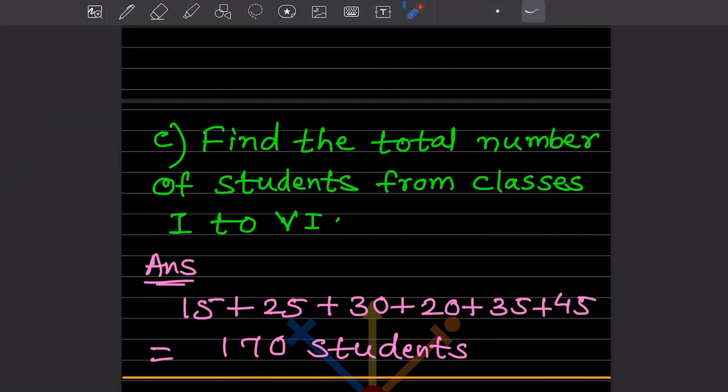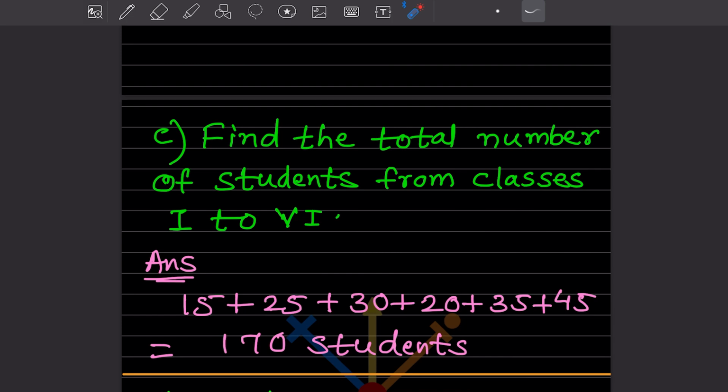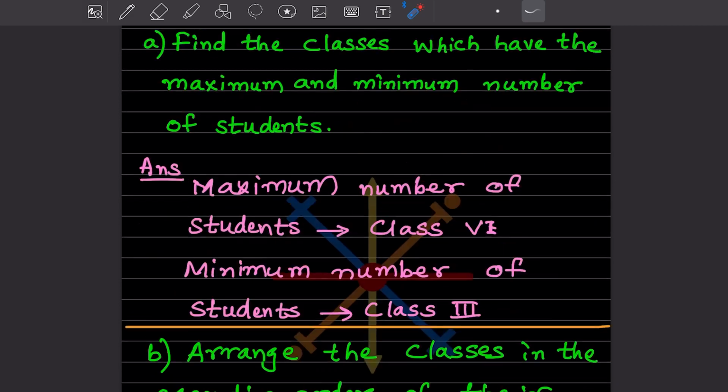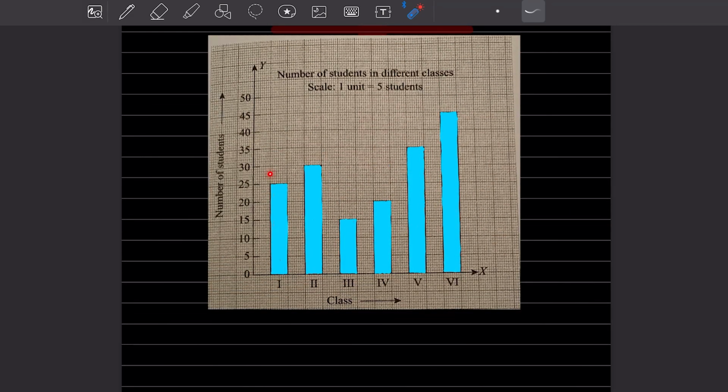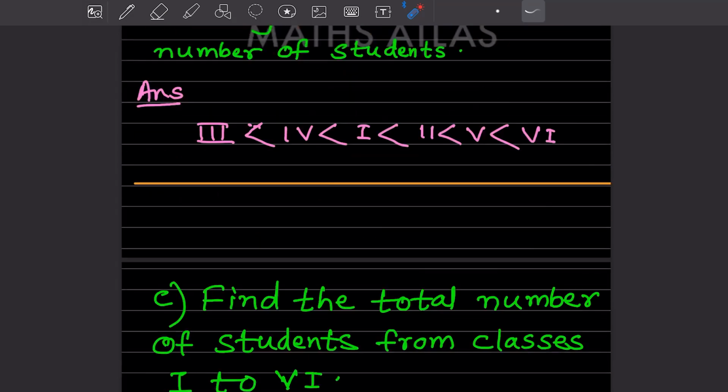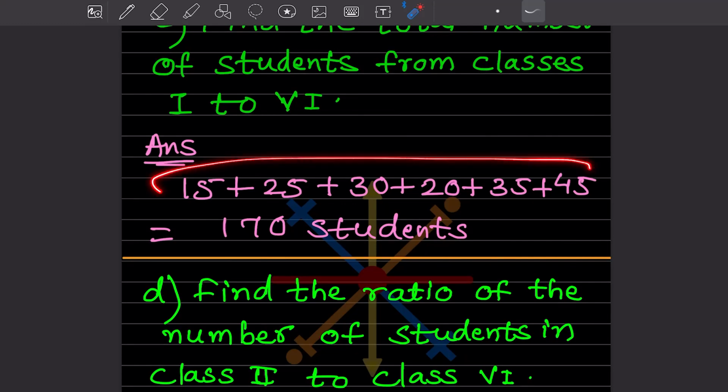Okay. So now look at here. The next question says, find the total number of students from classes 1 to 6. So start from 1. 1 is how much? 25. 2 is 30. 3 is 15. 4 is 20. 5 is 35 and 6 is 45. So this all you are going to add. So we get here 170 students.